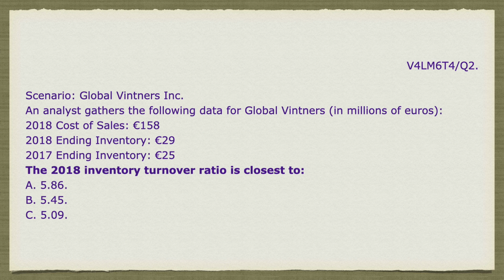Scenario: Global Vintners Incorporated. An analyst gathers the following data for Global Vintners in millions of euros. 2018 cost of sales: 158 euros. 2018 ending inventory: 29 euros. 2017 ending inventory: 25 euros. The 2018 inventory turnover ratio is closest to: A. 5.86, B. 5.45, C. 5.09.